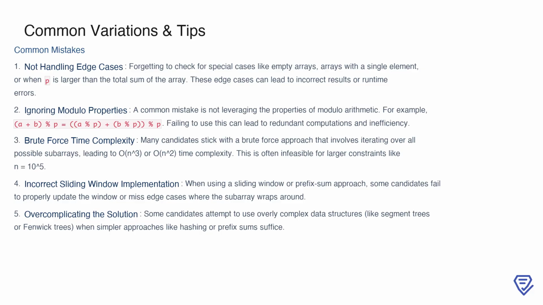Finally, implementation errors can occur when using advanced techniques like sliding windows or prefix sums. Failing to update the window correctly or missing edge cases, like when the subarray wraps around, can lead to incorrect answers. Overcomplicating your solution is another risk. While advanced data structures like segment trees or Fenwick trees might seem appealing, they're often unnecessary here, as simpler methods like hashing or prefix sums are sufficient.